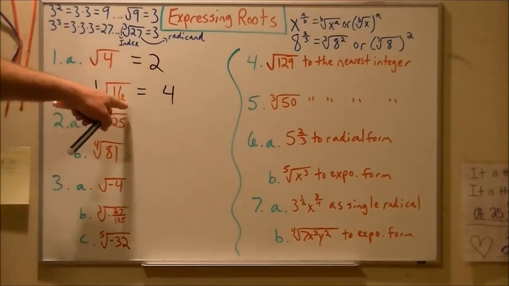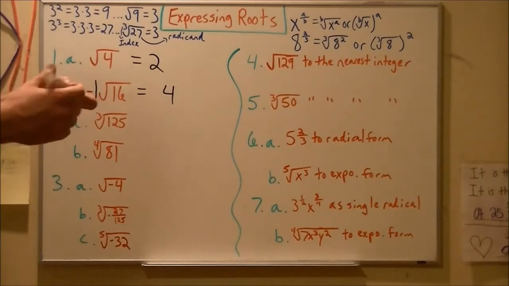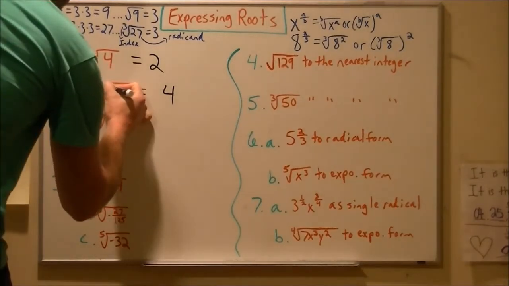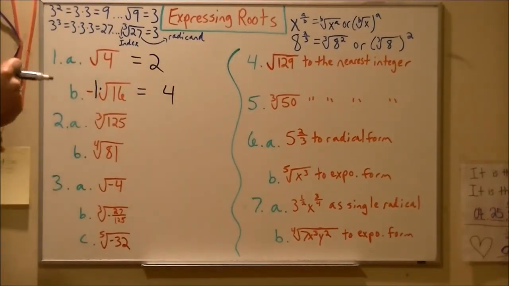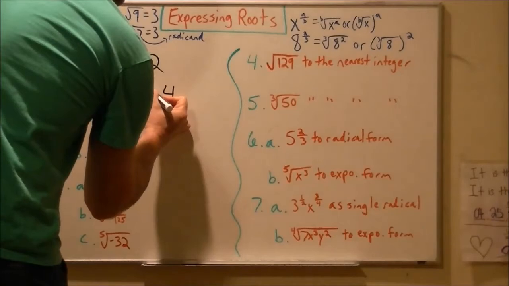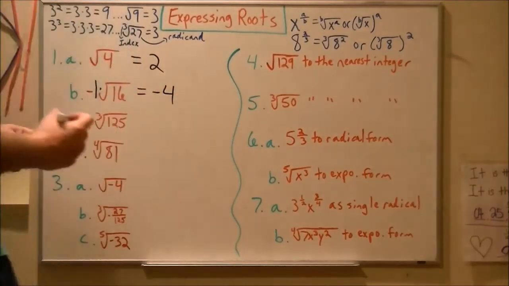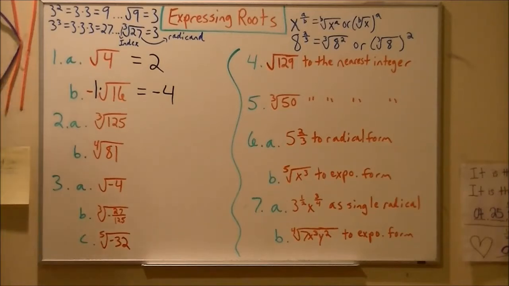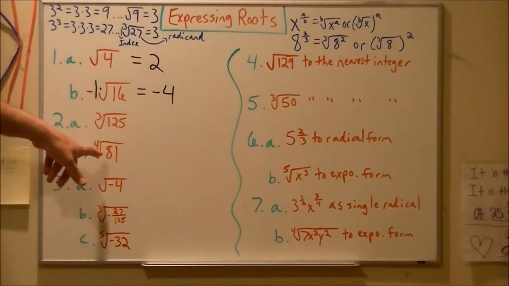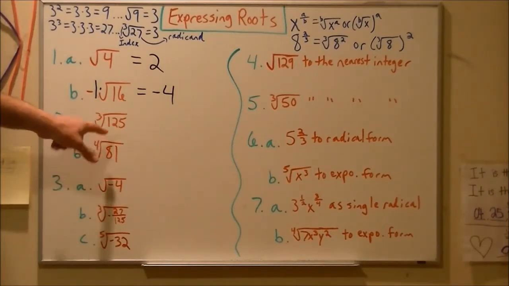So whenever we simplify the square root of 16, which is 4, then we multiply it. Once again, there's an invisible multiplication sign. We multiply the 4 times negative 1. And so it's not just a 4, but it's a negative 4 because the negative is found outside of the square root symbol. 2a, slightly different.